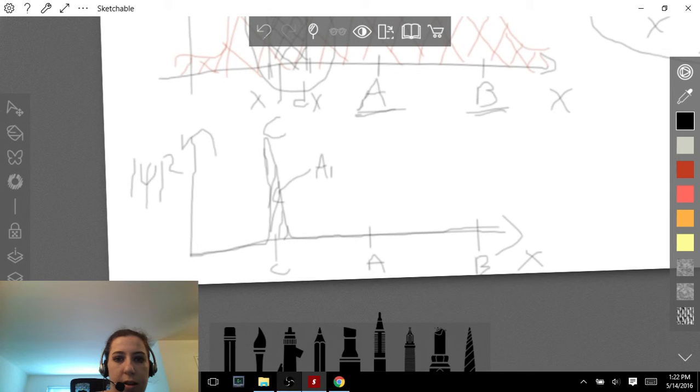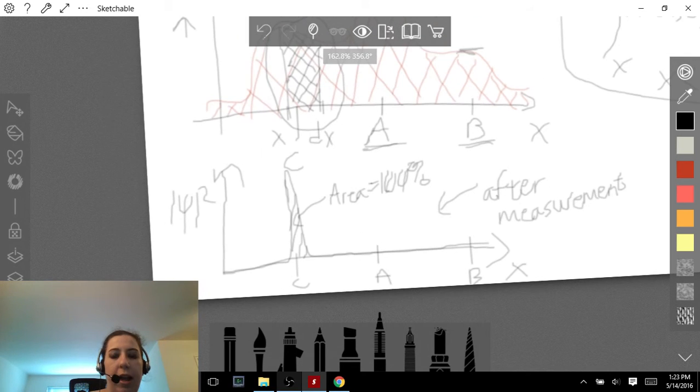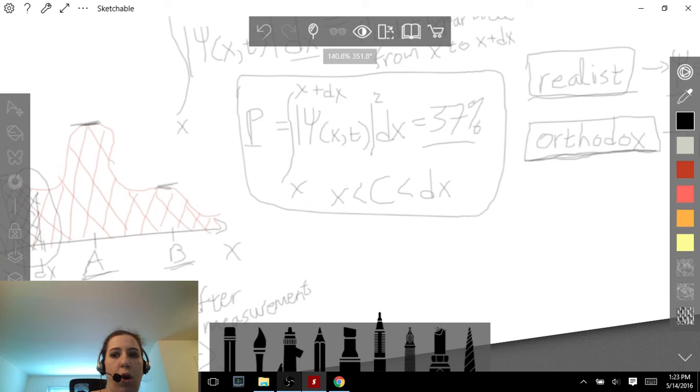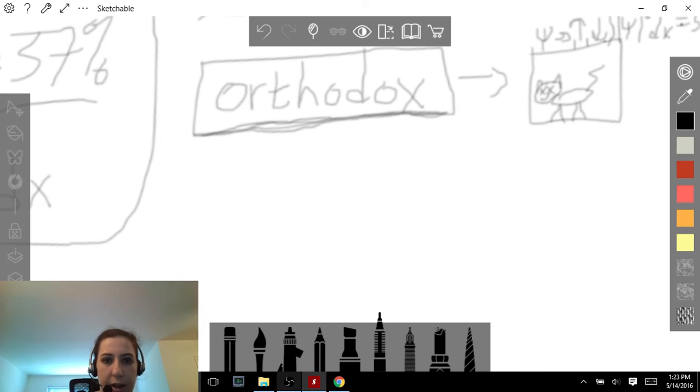That would be like a Dirac function. So this is the after the measurement. So that's our wave function collapse. Our measurement forced it to be in a position. And as I said, this does turn out to be the position that is supported by experimental results. It also happens to be, in my opinion, probably the most misunderstood thing about quantum mechanics.